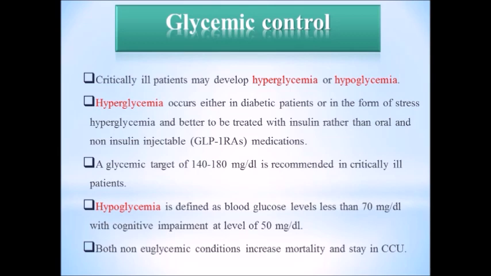Hypoglycemia occurs when blood glucose level is below 70 mg per deciliter, and severe hypoglycemia below 40 mg per deciliter, with cognitive impairment starting at a level of 50 mg per deciliter.